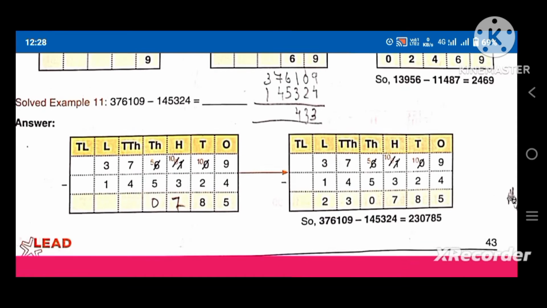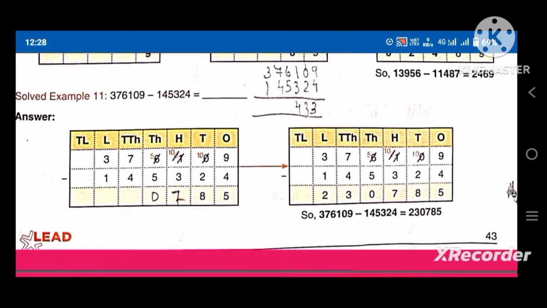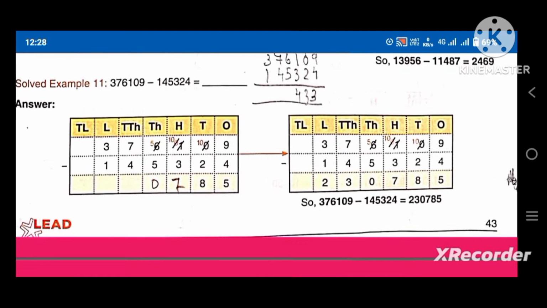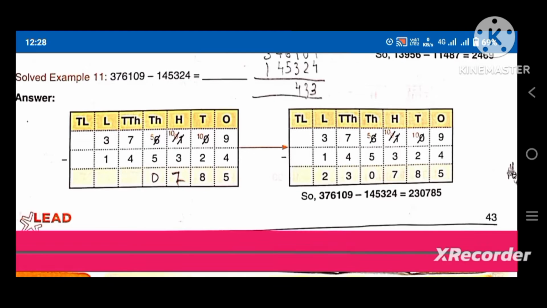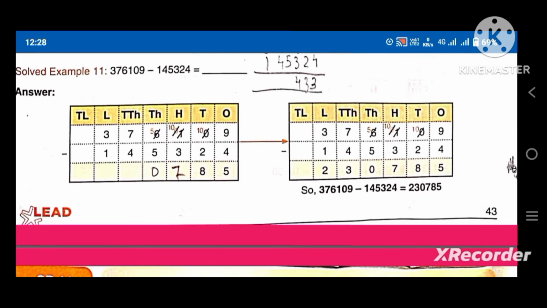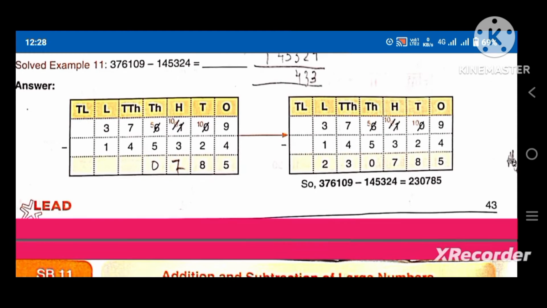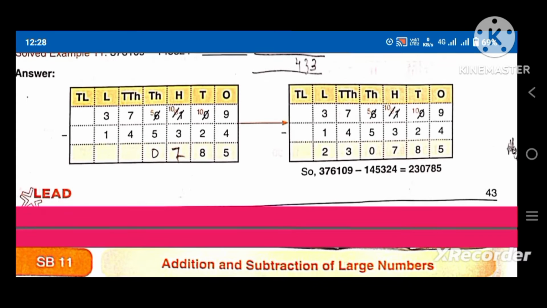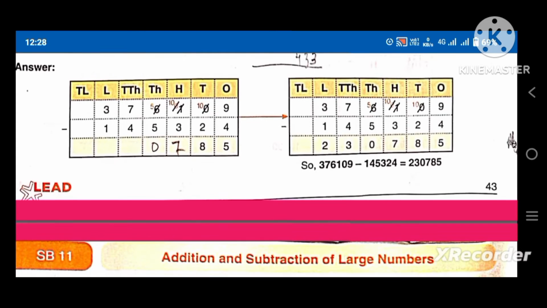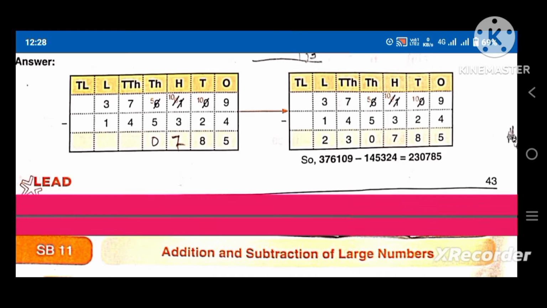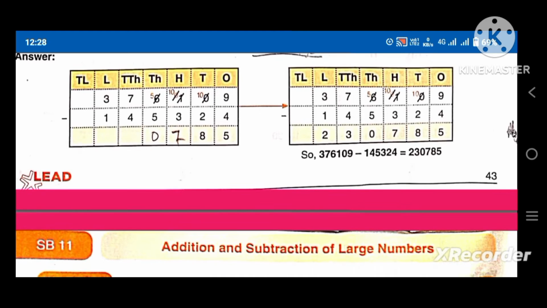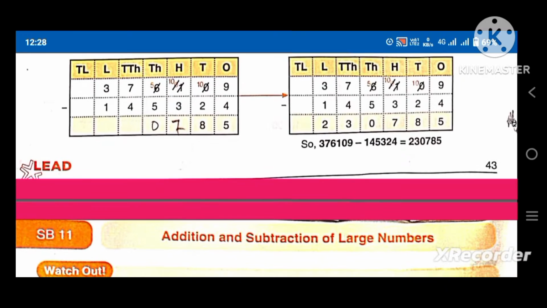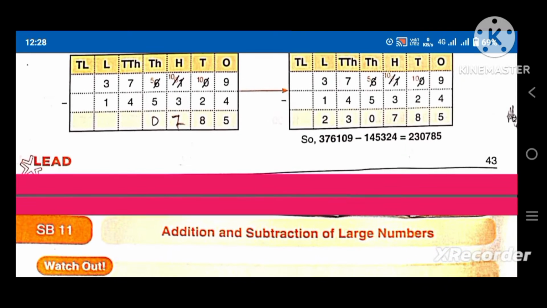Solved example 11. 3,76,109 minus 1,45,324. We write the place values, draw the place value table, write the digits and solve the problem. The answer is 2,30,785.